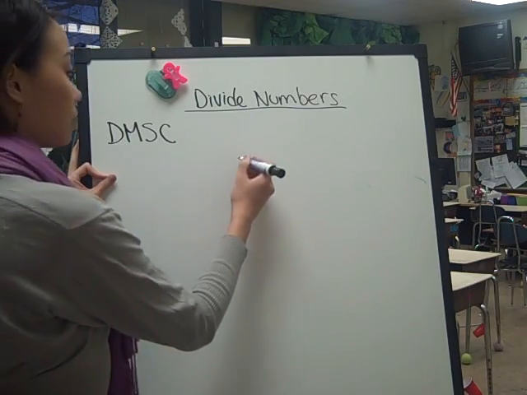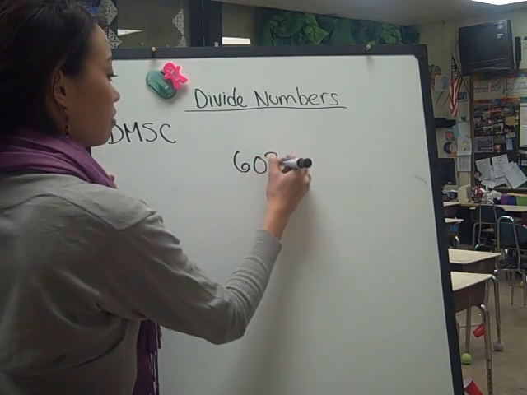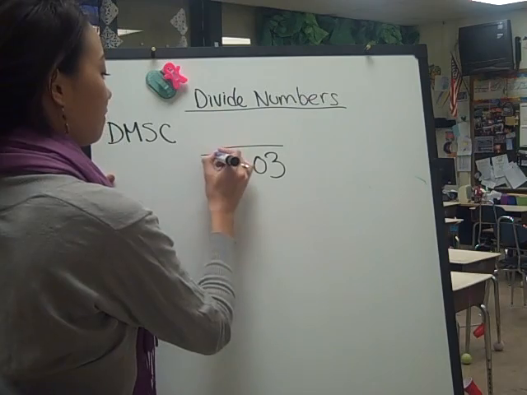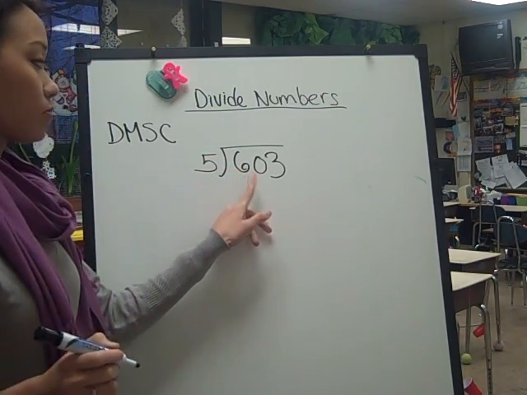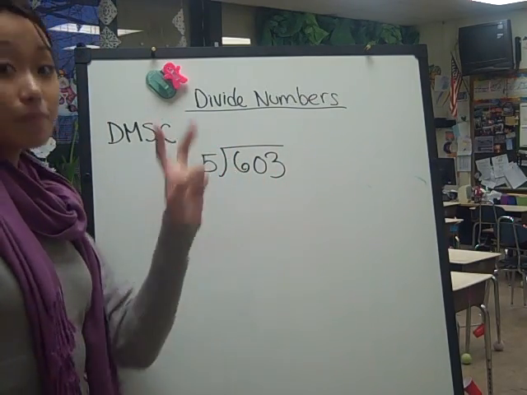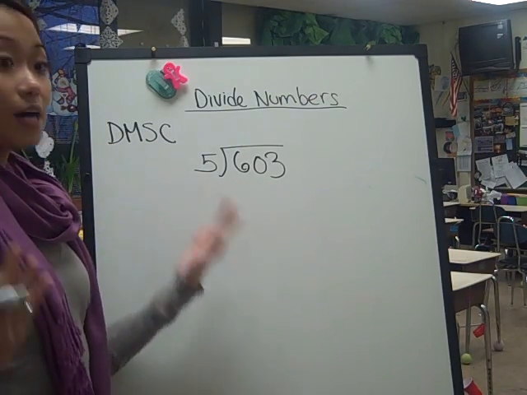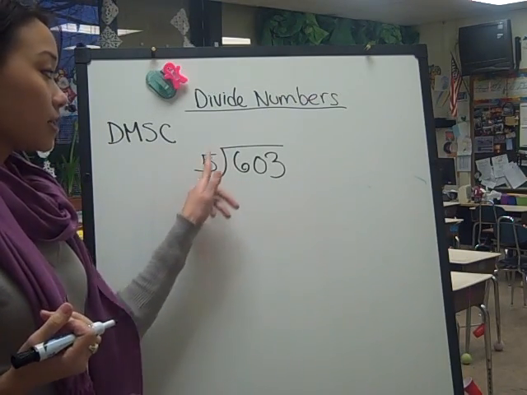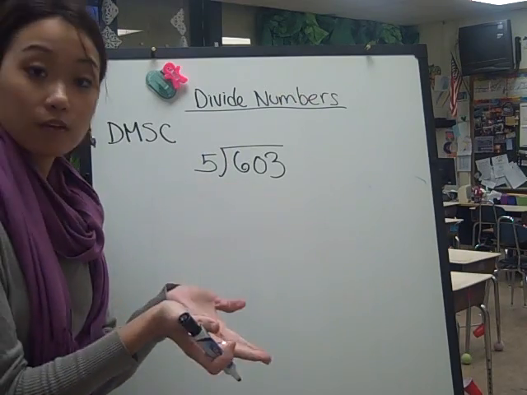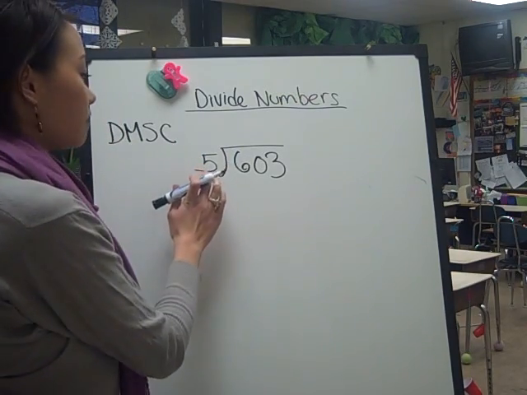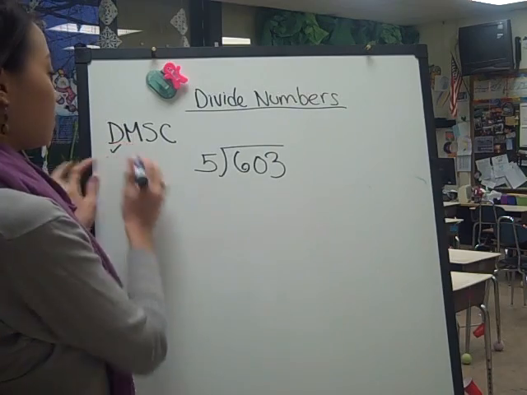So when you have a problem, 603 divided by 5, I have 3 digits inside my Pizza Hut, which is how many slices of pizza I'm trying to divide among 5 friends hanging out at my drive-thru window waiting for pizza to arrive. So 5, the first thing I want to do is divide.